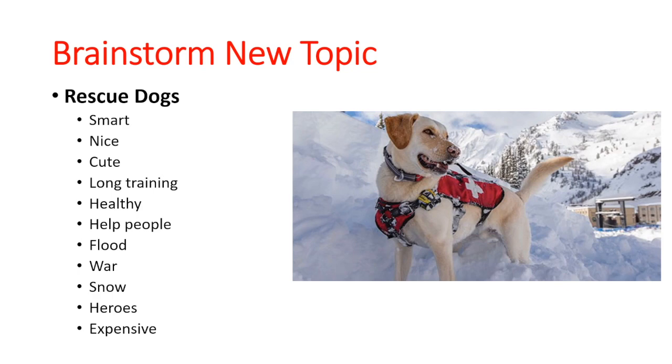Like they're smart, nice, cute, they have a lot of training, they help people, they're used in wars and floods and in the snow, they're heroes, they can be very expensive. Maybe some things like this. The next thing you want to do in your writing is decide what do you actually really want to write about. Well, I chose three topics.